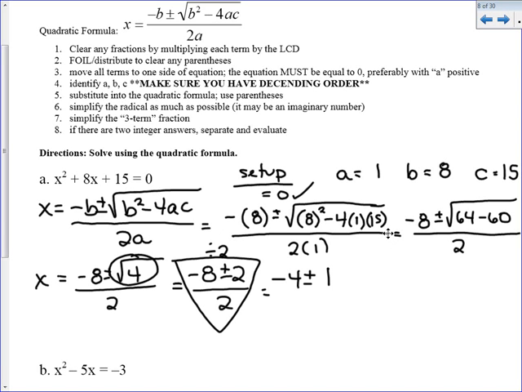And what else do I have to do before I go ahead and box this answer in? Yeah, this is the one time when you have to split this up. Do negative 4 plus 1 and negative 4 minus 1. So we get x equals negative 3, negative 5.